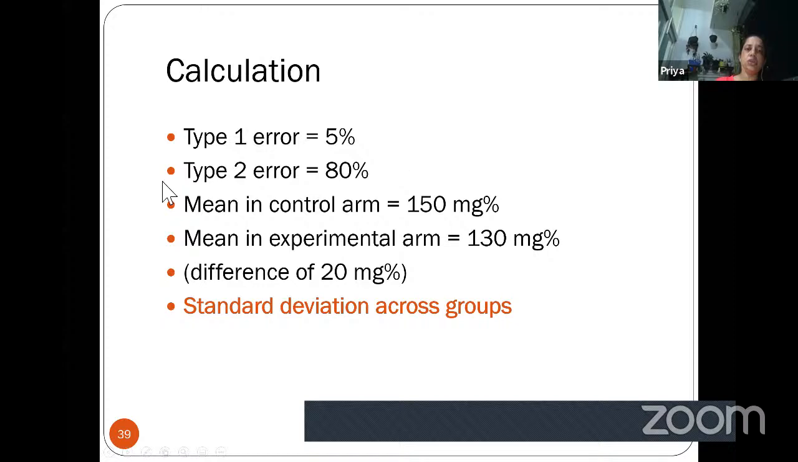So he would need to know the mean PLBS in the control arm, the mean expected in the experimental arm, but in addition, he would need to know the standard deviation across groups. So when we talk about continuous data, we need to know the amount of variance, which is given by something called the standard deviation, and that is something the statistician will want to know. Okay. So these are examples of sample size calculation for proportional data and continuous data.